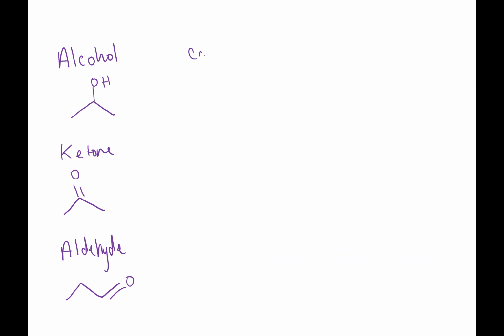Carboxylic acid. This is like vinegar. A carboxylic acid is a carbon chain that does have an alcohol, but it also has an aldehyde. So it has a double bonded O and an OH. Ether. An ether is a lot different than these chemicals. The ether has the oxygen in the chain, so it's in the middle.